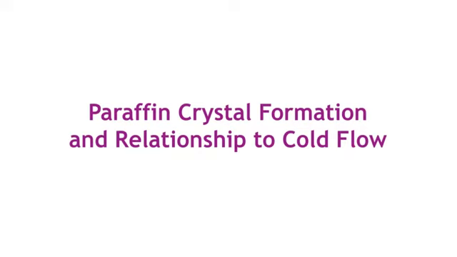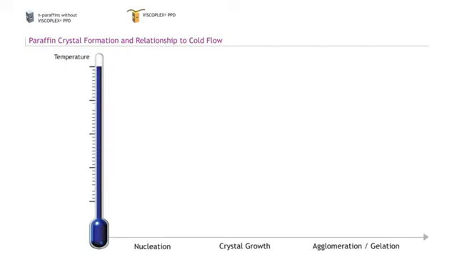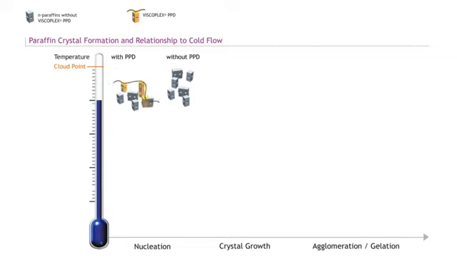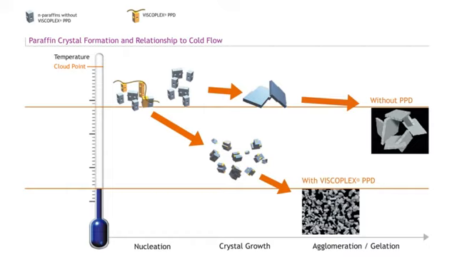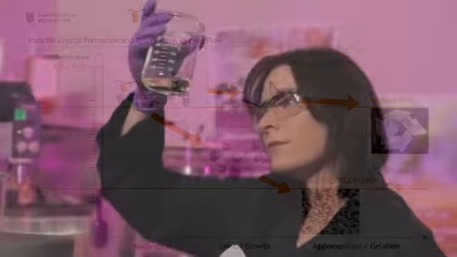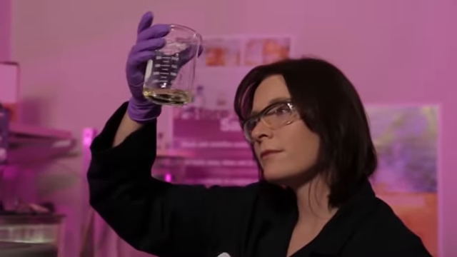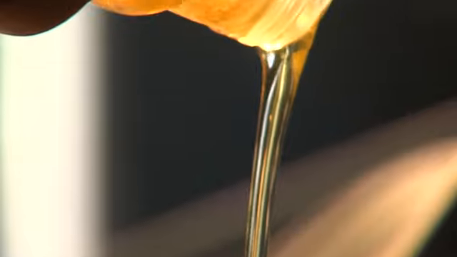Let's summarize. As temperature drops to a level below the cloud point, the PPD in a treated oil will co-crystallize with the wax molecules. This prevents formation of needle or plate-like crystals. The nucleation of the combined PPD wax crystal structure leads to the formation of smaller and more random wax crystal structures. The result? No aggregation of a gel-like wax network, and oil continues to flow and to pump without yield stress.